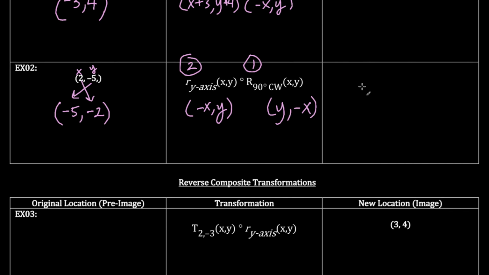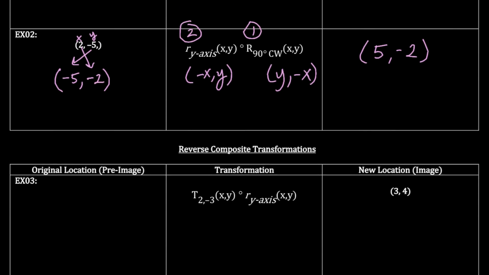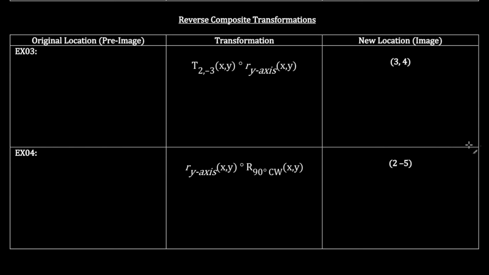Not too bad. Now let's go to the original. Well, let's do one more. So then it was reflected over the y-axis. So the x becomes positive, and then the y stays the same. Not too bad. Okay, these are the ones that kind of throw me for a loop a little bit because I got to think backwards and stuff.